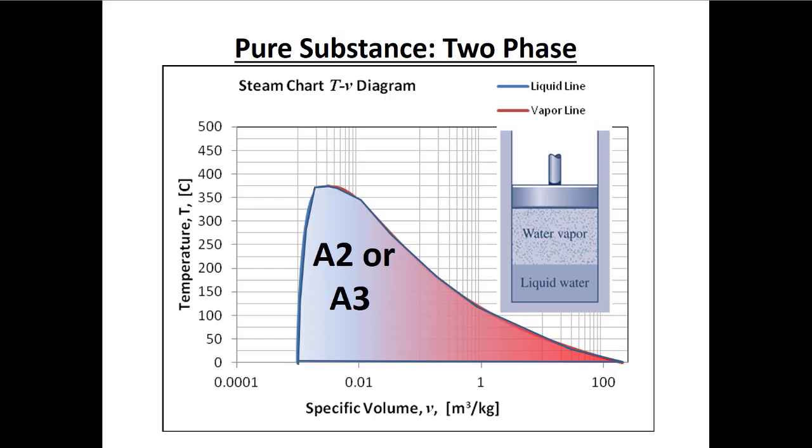So that's what we do when we're trying to find a superheated vapor or a subcooled liquid. Those different states or phases are a little easier because, remember, temperature and pressure are independent in that case.